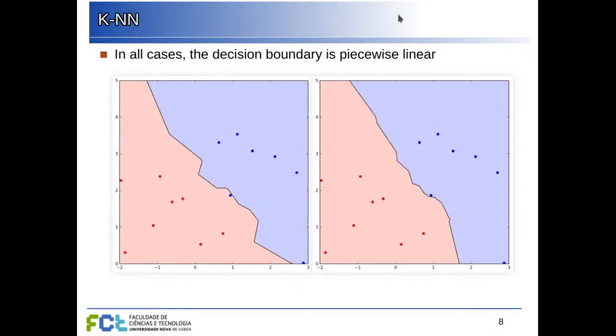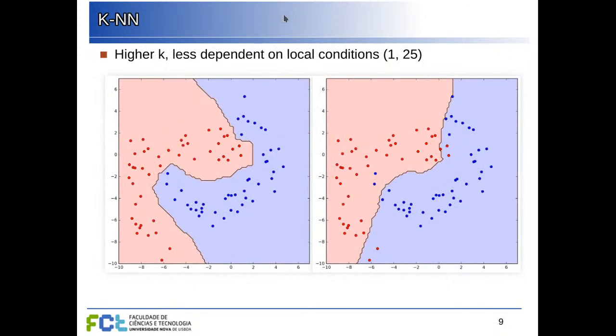In all these cases, if we use this Euclidean distance, the decision boundary is piecewise linear. That is, it is formed of straight segments that correspond to those differences between having a majority of neighbors of one class or a majority of neighbors of the other. If we increase the value of k, that is the neighborhood that we are considering, the frontier, the discriminant, becomes less dependent on local conditions.